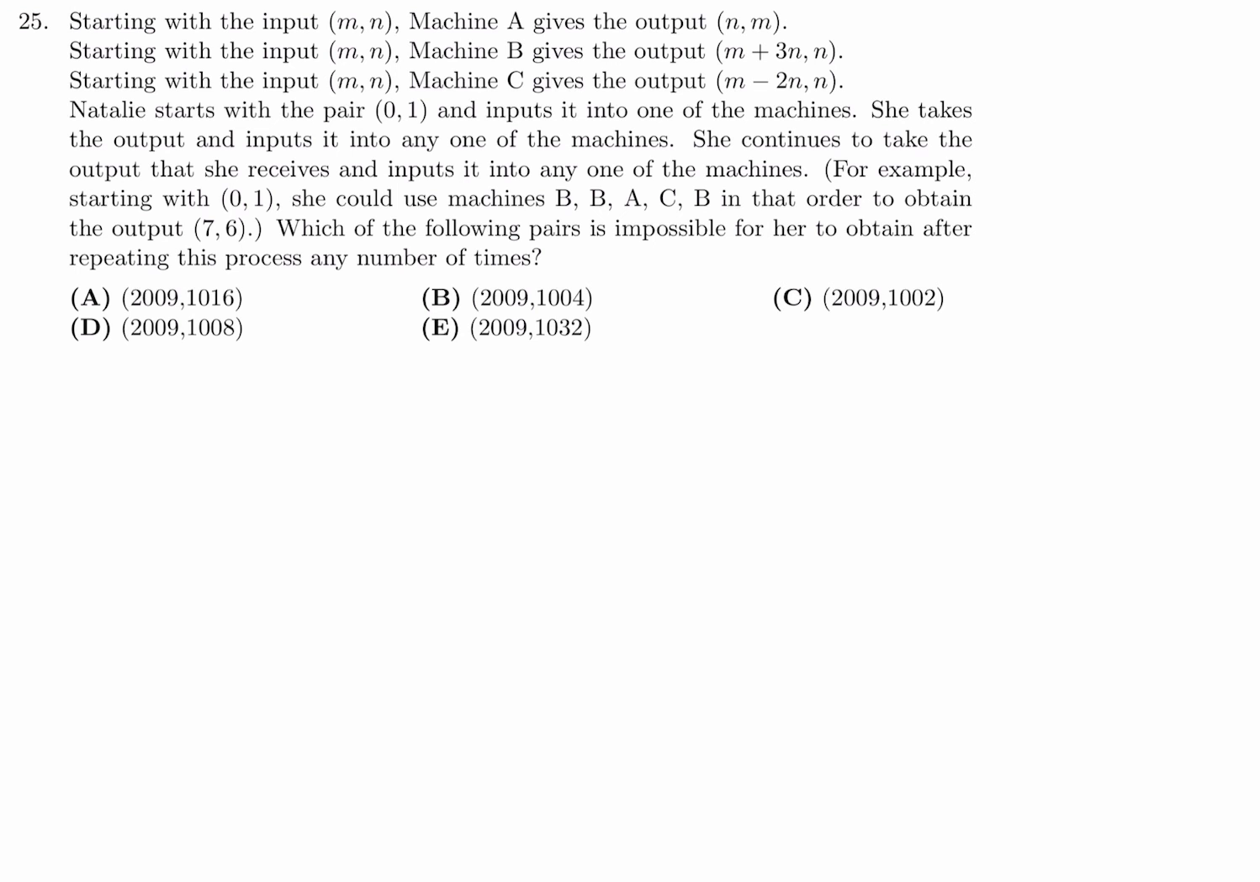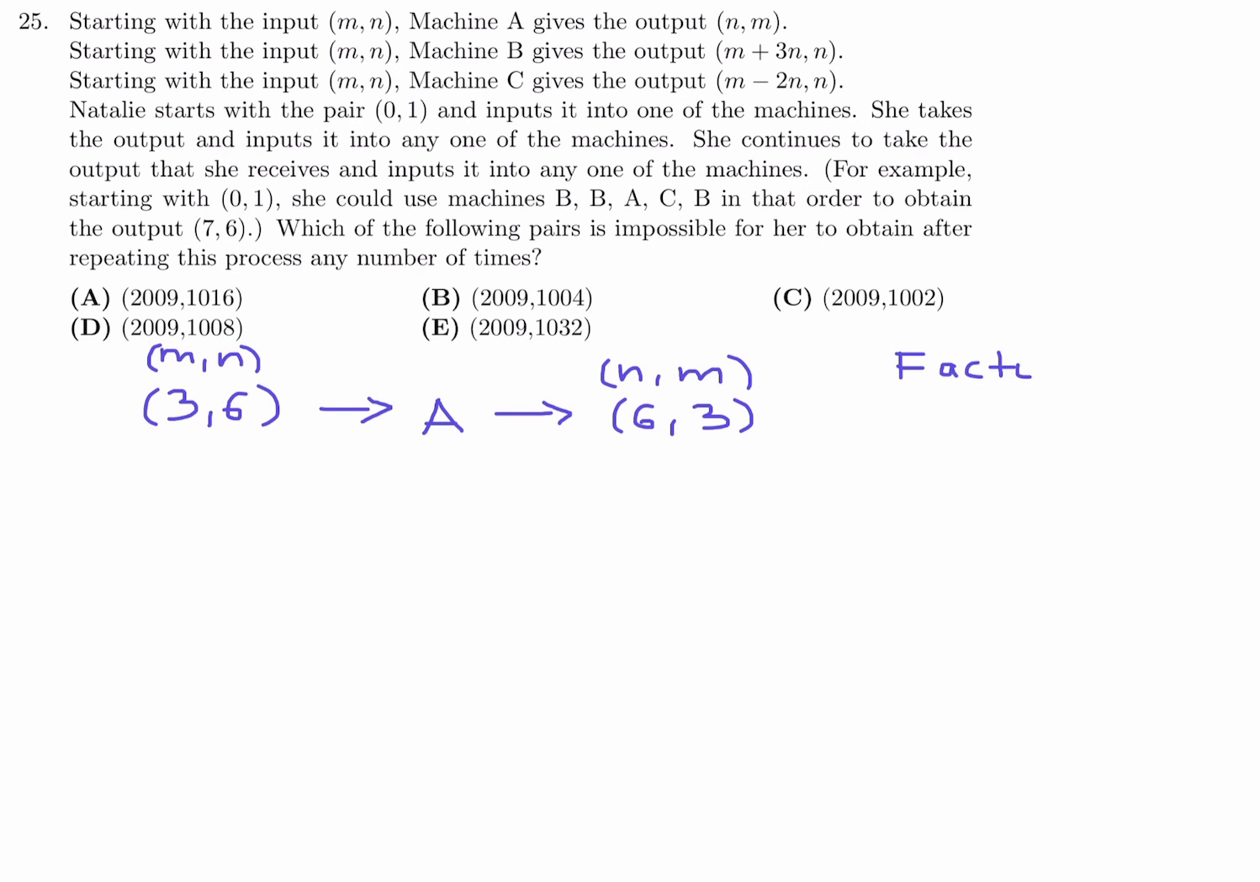We have to look at how this behaves, and I'll just start off with a simple example. You can use any number. I'll use 3, 6. Let's say that is my initial M, N, at the very beginning. Now, if I put this in machine A, it will give me the output N, M, which in this case is just 6, 3. Now, what is important to look at in this question is factors.